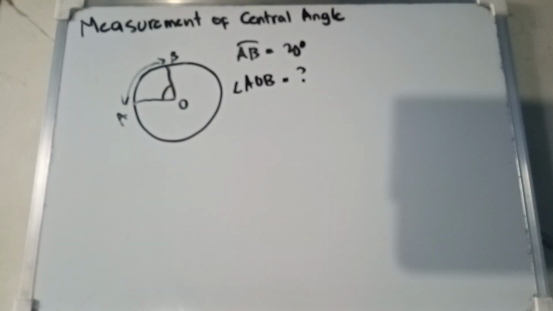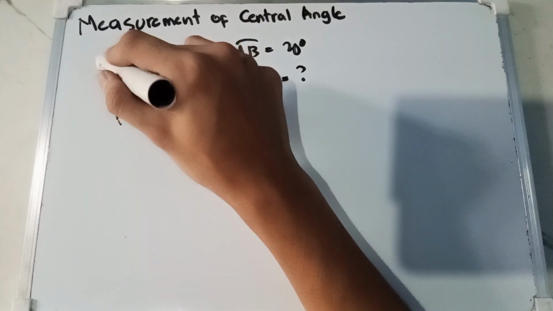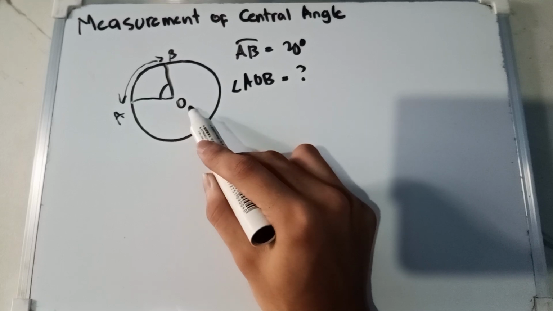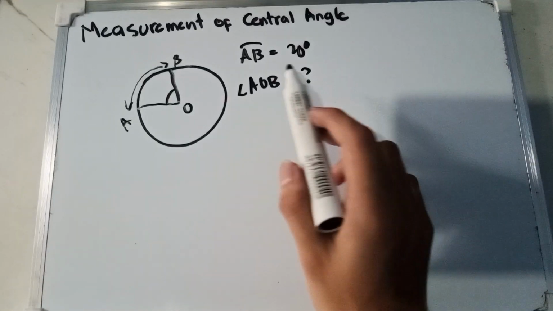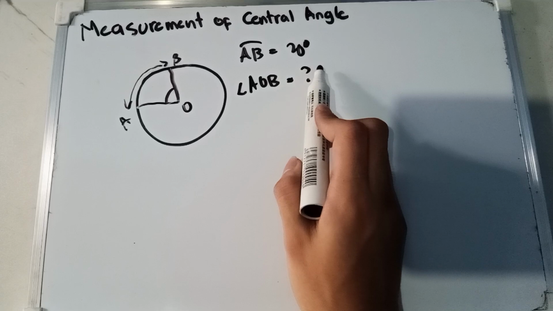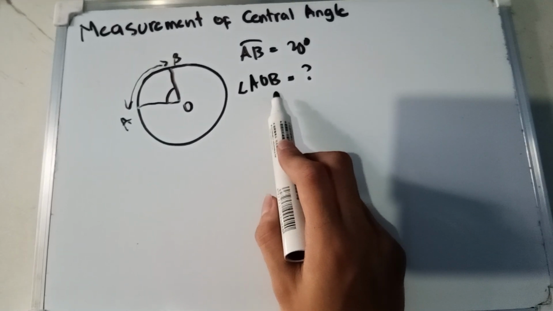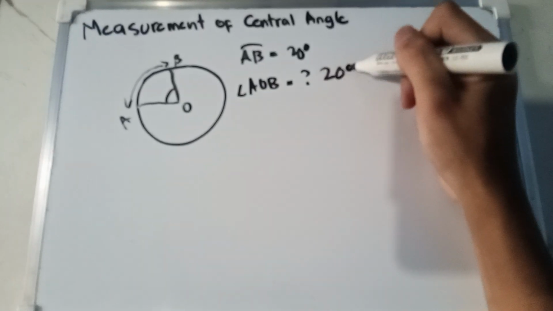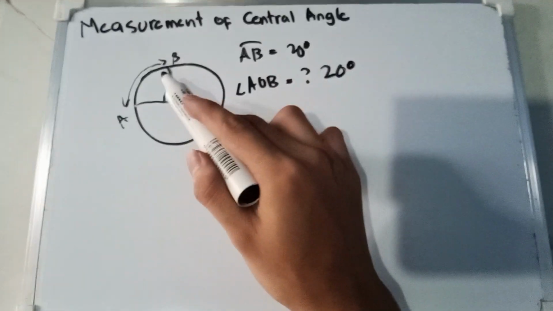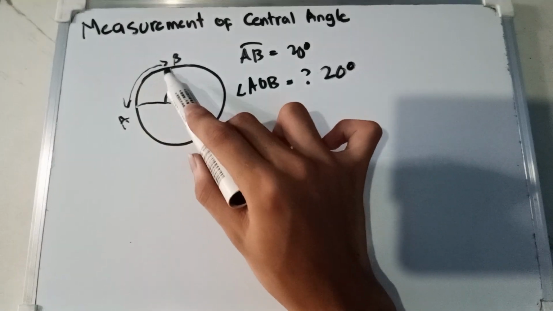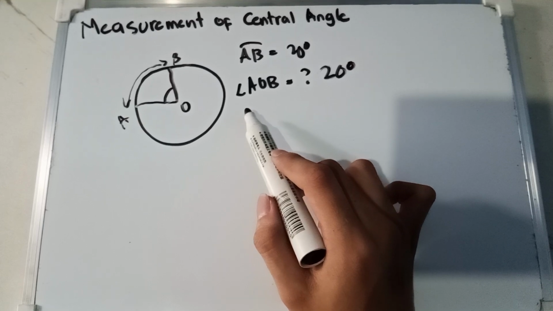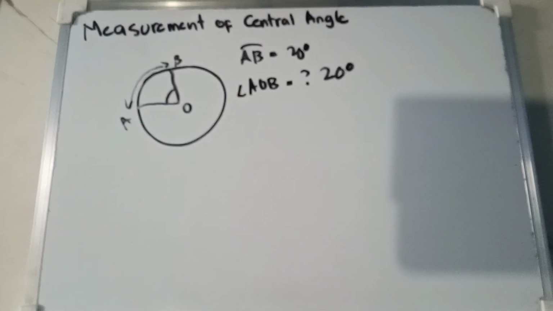They're equal. So if the arc is x degrees, the central angle is x degrees. So now we have the arc equal to 20 degrees. What is the measure of central angle AOB? Therefore, the answer here is also 20 degrees, since the relationship again of arc or intercepted arc and central angle is the same. They're equal.